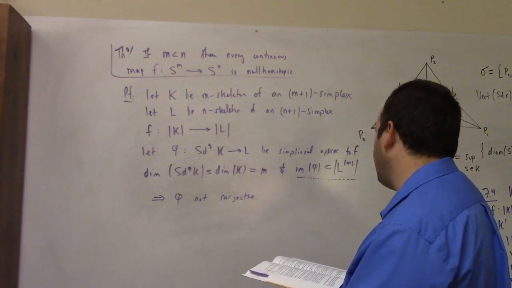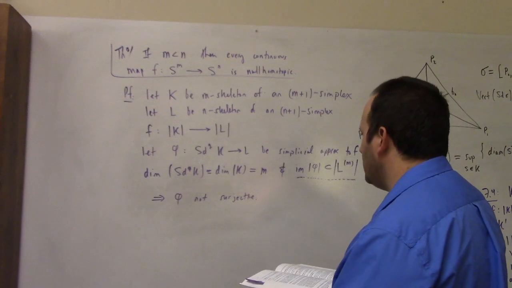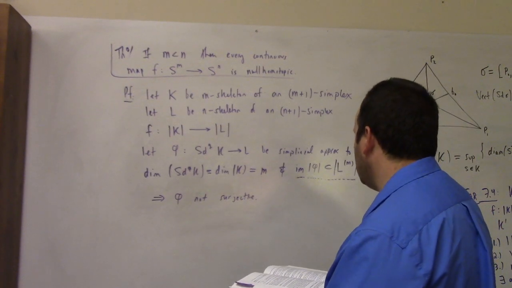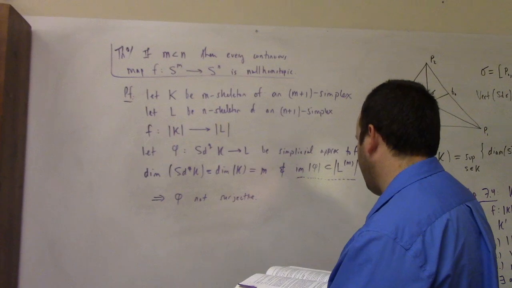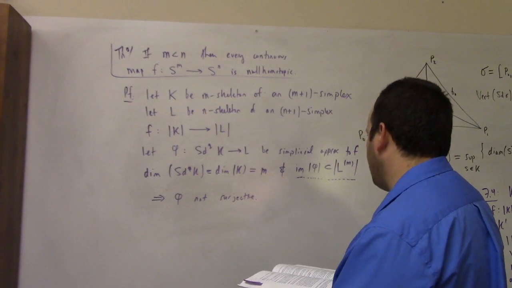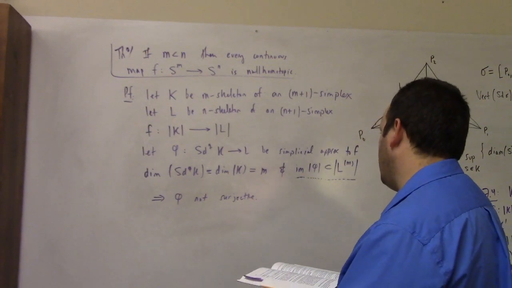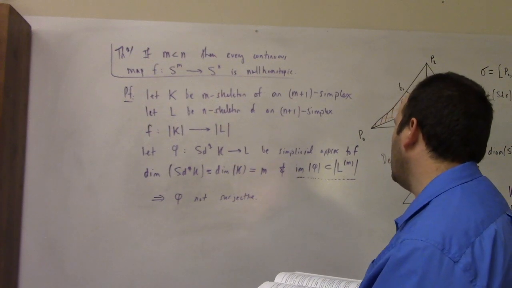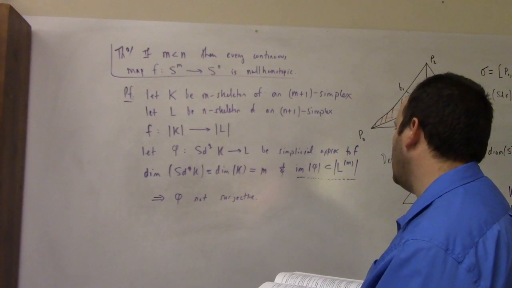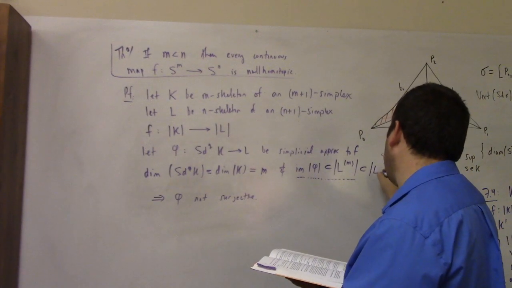Well, phi is a map from the qth barycentric subdivision of K to L. So if you look at the induced map under the functor, that's a map from the induced spaces, right? Then the induced space of the mth skeleton of L is a subset of the induced space of L. So this says that the image of the induced map of phi is a subset of the induced space of L.